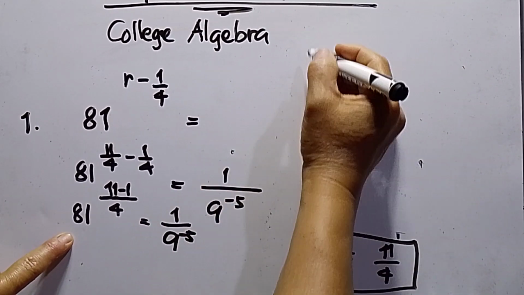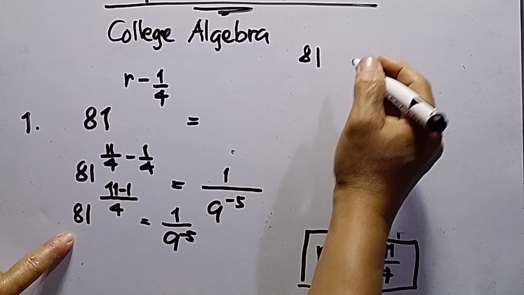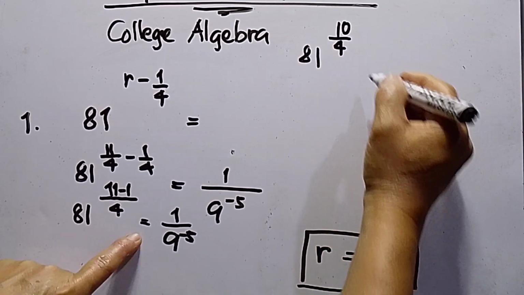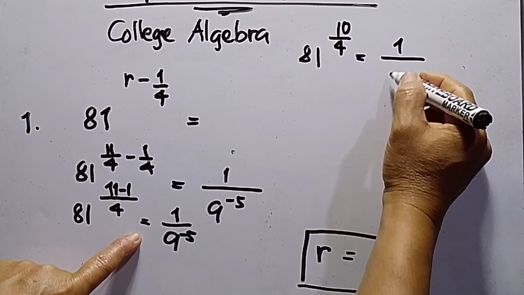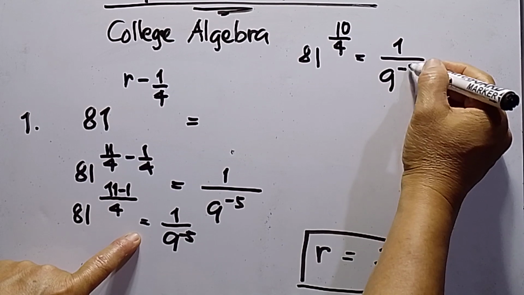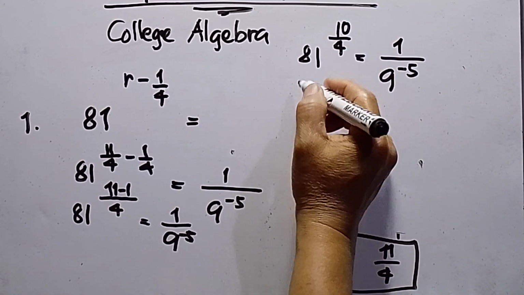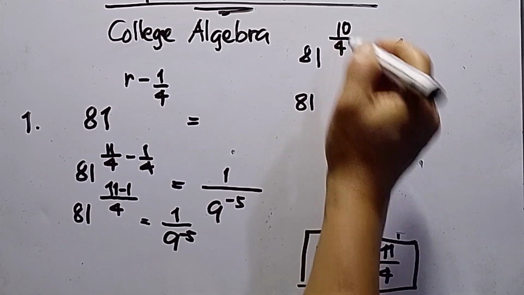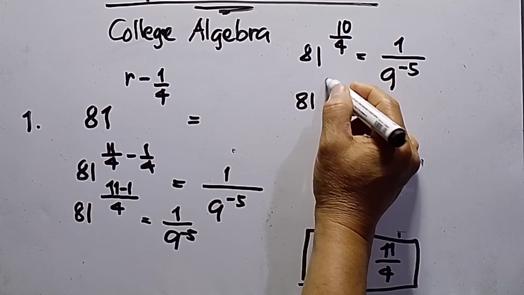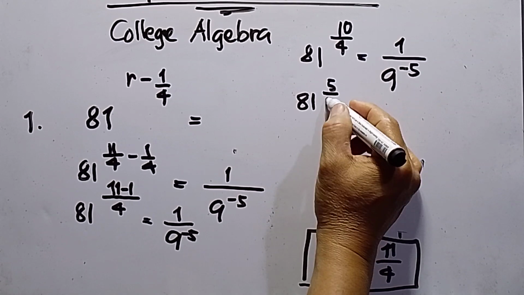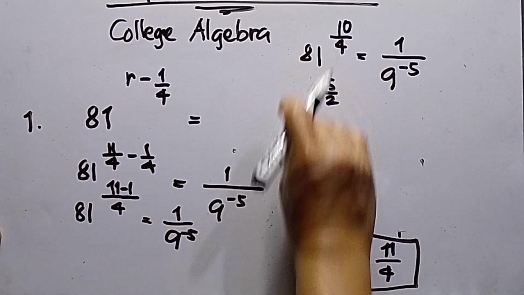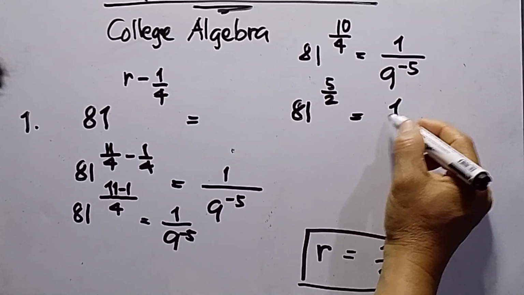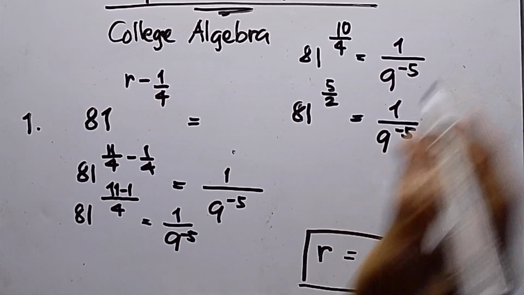So this will be 81 raised to 11 minus 1, which is 10, over 4, is equal to 1 over 9 raised to the negative 5. So this will be 81. 10 over 4 reduces, so divide by 2, this is 5 over 2. This is 81. My base is 81. And then 1 over 9 raised to the negative 5.